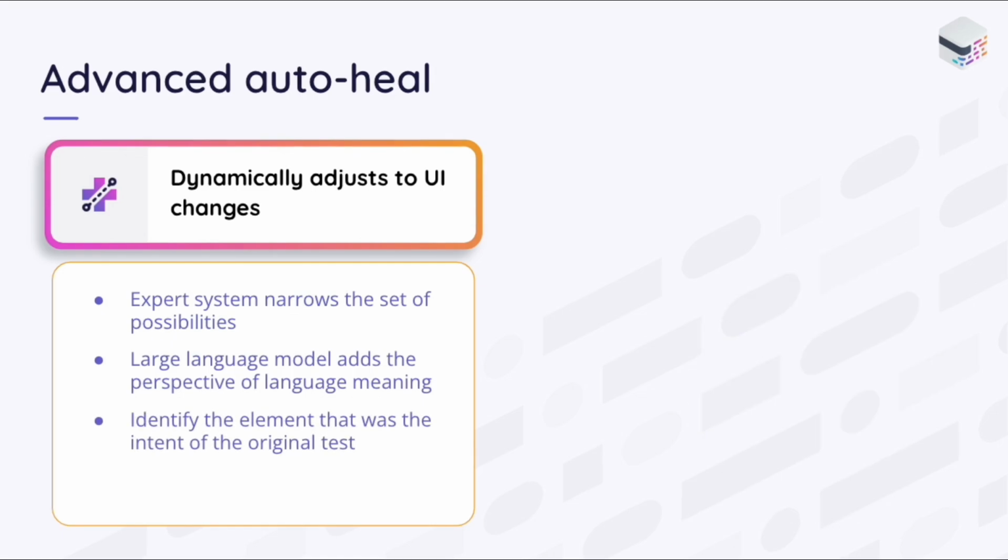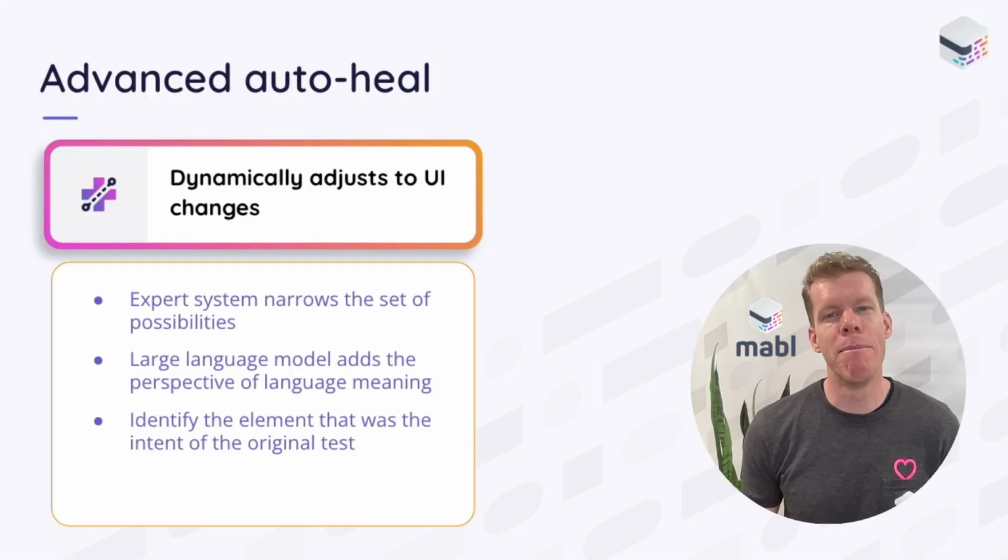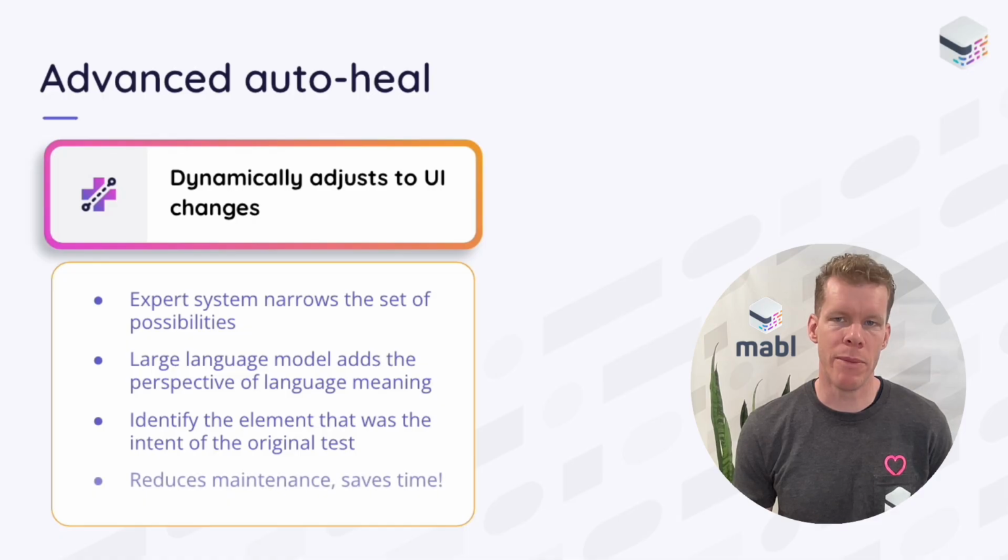This is really powerful. This feature ensures that minor application changes don't disrupt test flow, drastically reducing maintenance and saving your team valuable time. Plus, all auto heal actions are tracked, so you're always in control and can review or revert adjustments if needed.